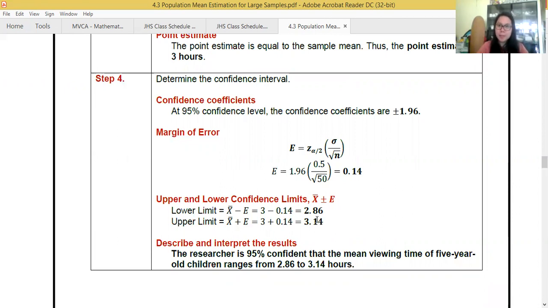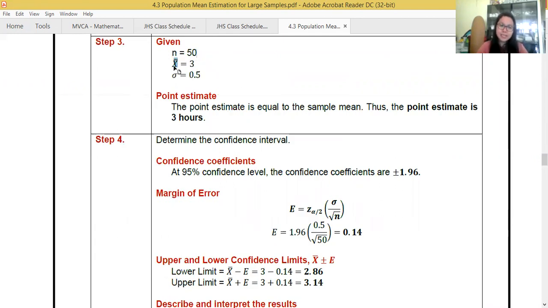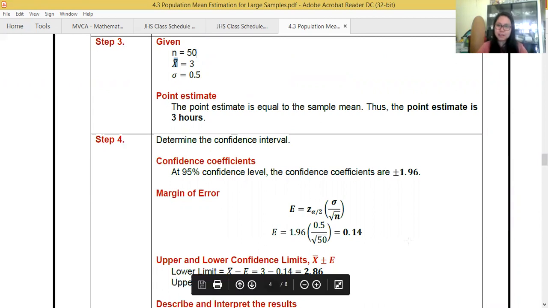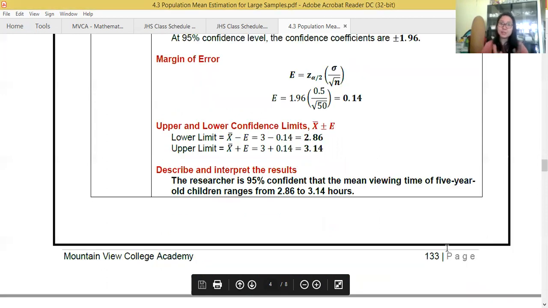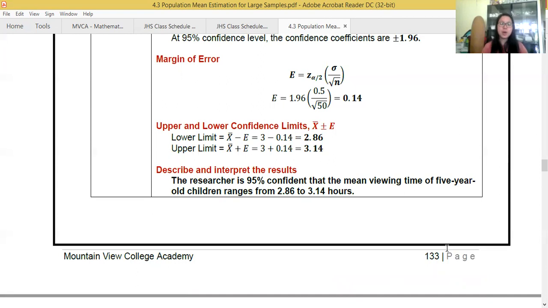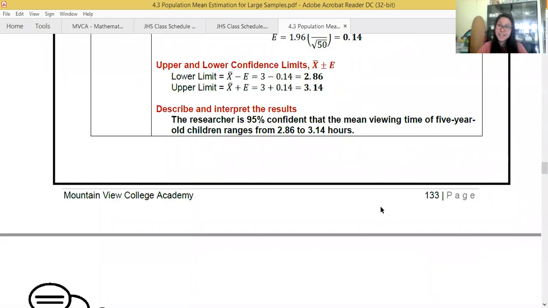Now you might ask, ma'am, the point estimate here is a whole number. Why is it that our upper and lower limits are not whole numbers? Because if I round this off, it becomes 3. If I round the other one off, it's still 3. So it does not make any sense to say that the range is 3, which is also the point estimate. So when problems like this arise, have it to 2 decimal places. So how do we state our results? We say the researcher is 95% confident that the mean viewing time of 5-year-old children ranges from 2.86 to 3.14 hours.